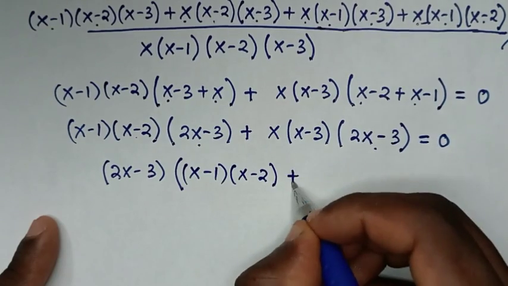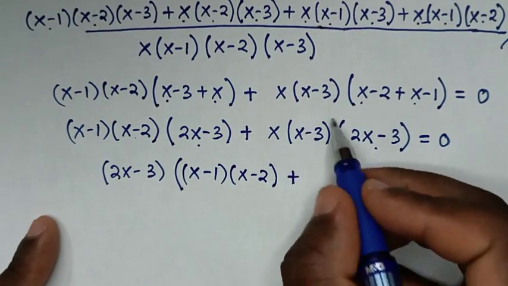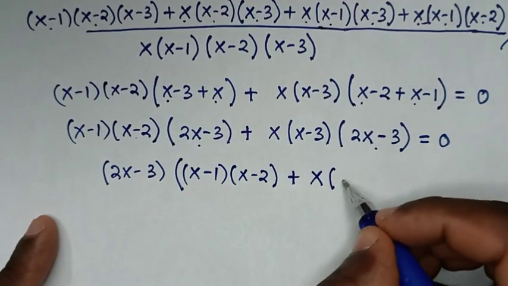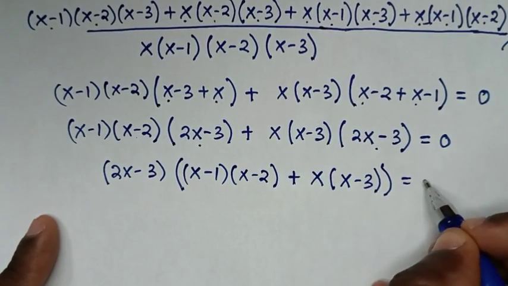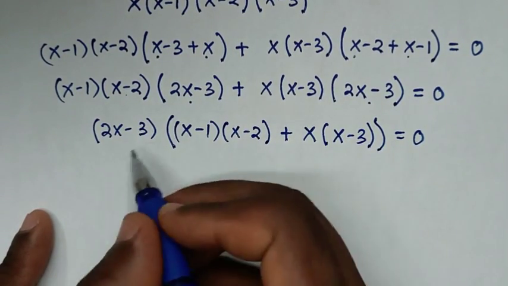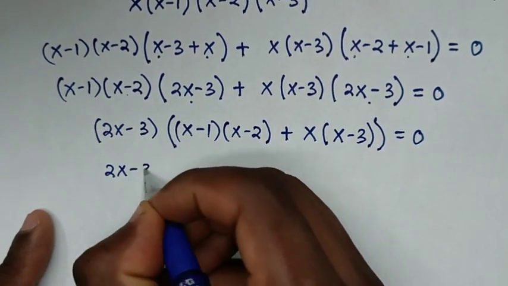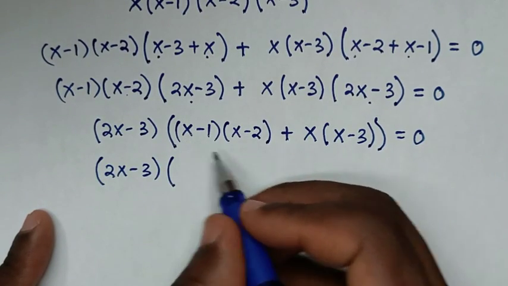then plus this, divided by this, we are left with this, which is x(x minus 3) is equal to 0. Then in the next step, it will be this (2x minus 3). We take this times this.